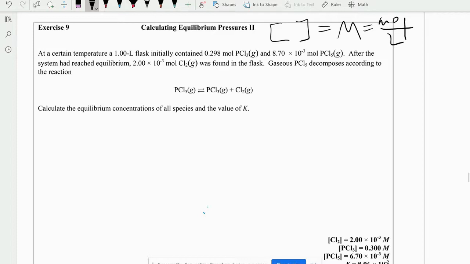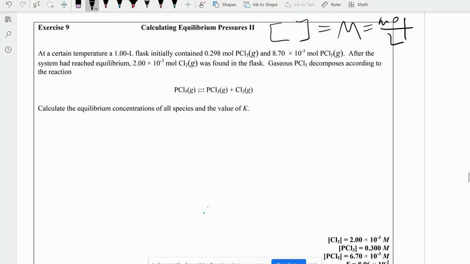All right, so it says at a certain temperature, we have a 1 liter flask that contains 0.298 moles of PCl3 and 8.7 times 10 to the minus 3 moles of PCl5. After the system has reached equilibrium, we then have 2.0 times 10 to the minus 3 moles of chlorine gas found in this flask. Gaseous PCl5 decomposes according to this reaction. And you can see that the reaction is given to you and it is balanced.